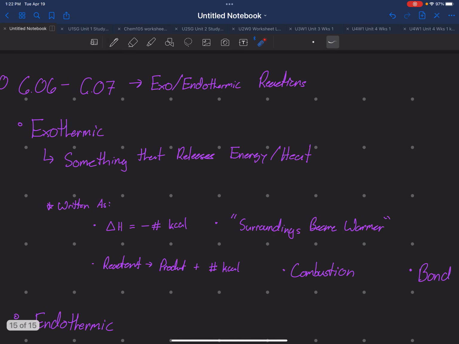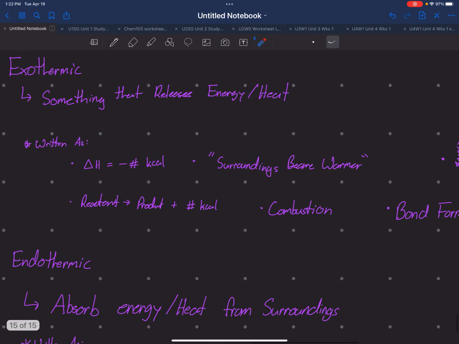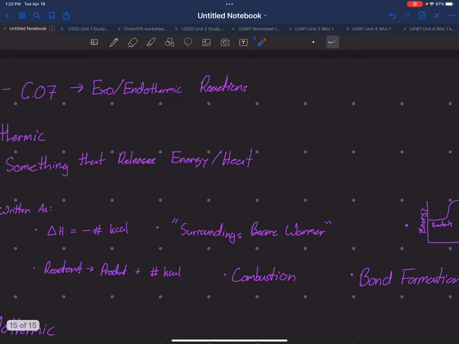Next, they could say that the surroundings become warmer. Well, why would it get warmer? It would get warmer because it's exothermic and it released energy or heat. So something becoming warmer, exothermic. Combustion, like these combustion reactions.